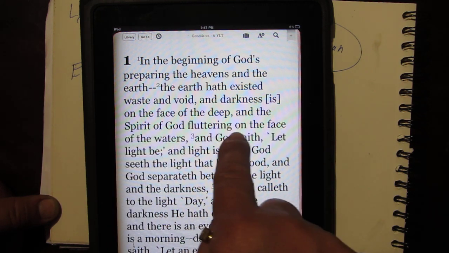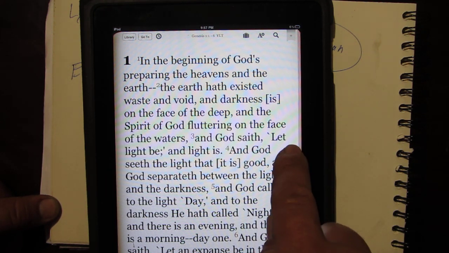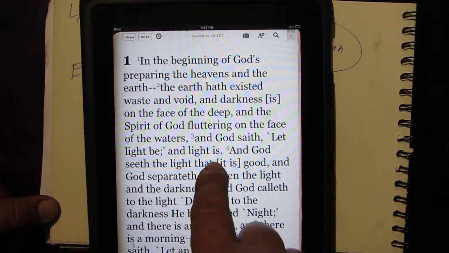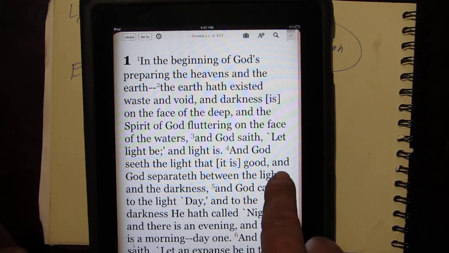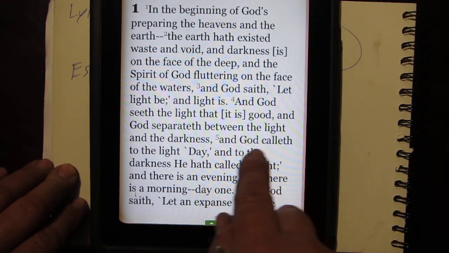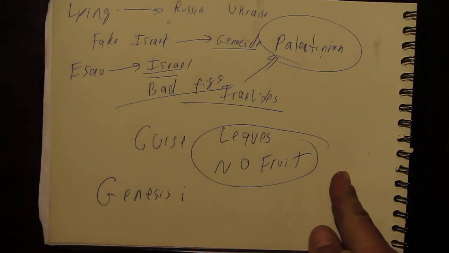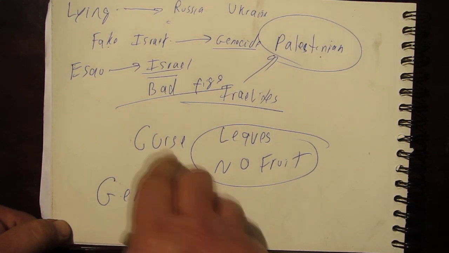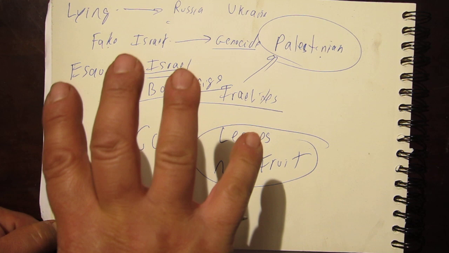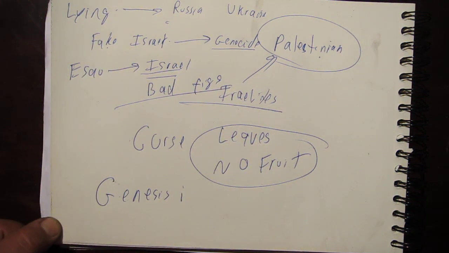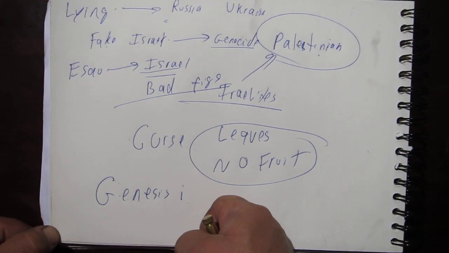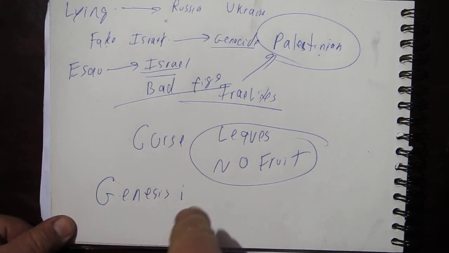And the Spirit of God fluttering on the face of the waters, and God saith, Let light be, and light is. And God seeth the light that good. And God separateth between the light and the darkness. We are at that time where the media, the people are coming together, binding themselves together to the darkness. And then all of a sudden God's going to pull the rug out from everybody and say, let light be. And where you end up is where you're going to end up.